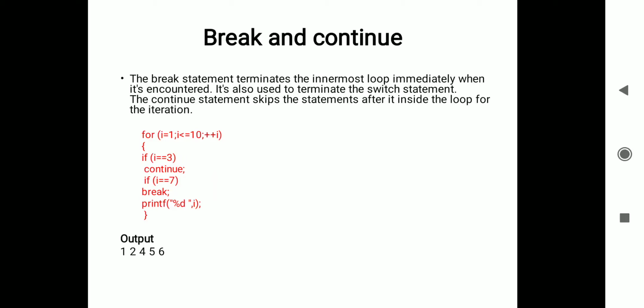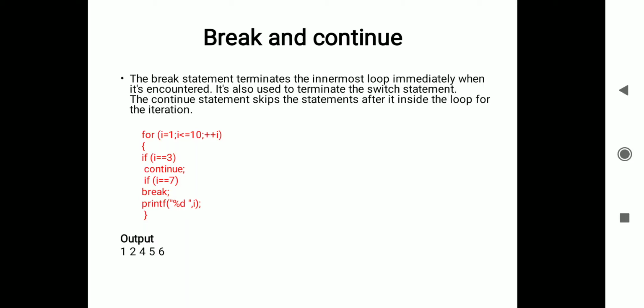The next keywords are break and continue. The break statement terminates the innermost loop immediately when it is encountered. It is also used to terminate the switch statement. The continue statement skips the statements after it inside the loop for that iteration. Here we are using a for loop.